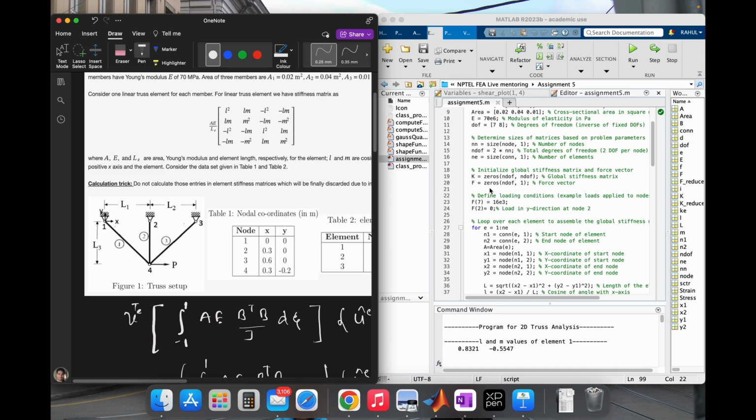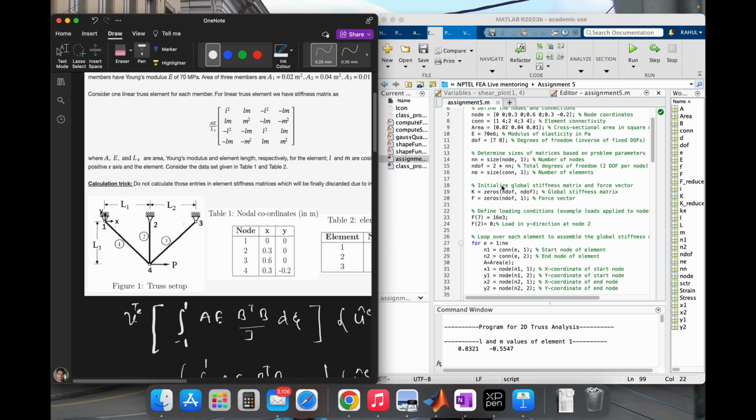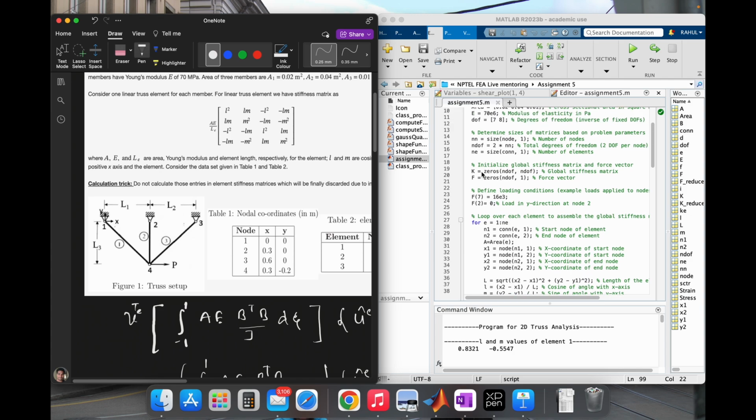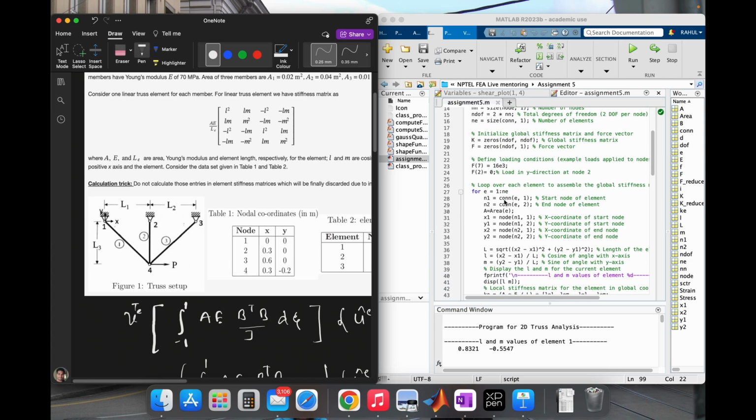Now I have to initialize the global stiffness matrix, that is zeros. It will be a square matrix of NDOF comma NDOF, and F is the force vector, which will be zeros of NDOF comma 1.